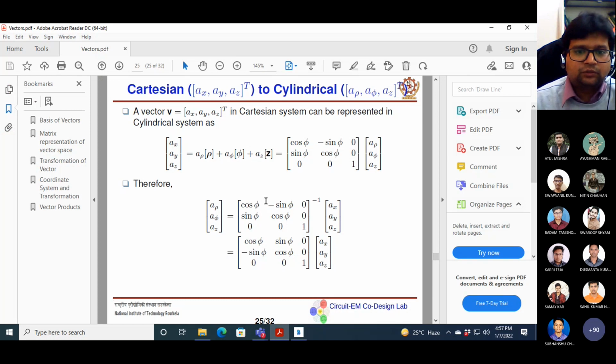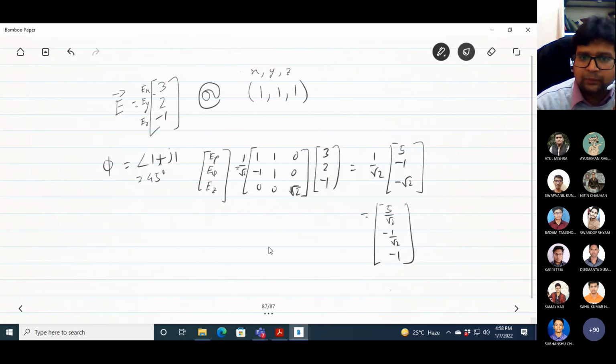Okay, so that's good. So you understand the process of how to transform the vector from one coordinate system into another coordinate system. Please remember that this transform depends upon the position where you are transforming the vector. And another thing is that it also depends upon the origin.